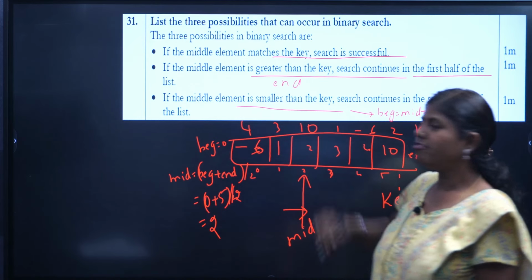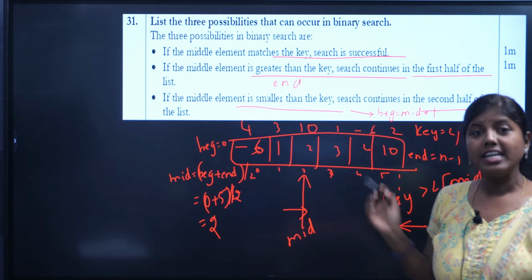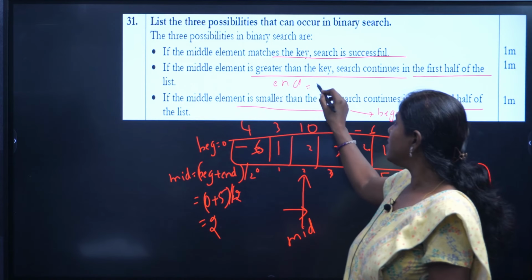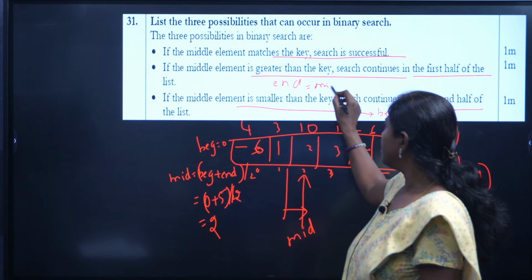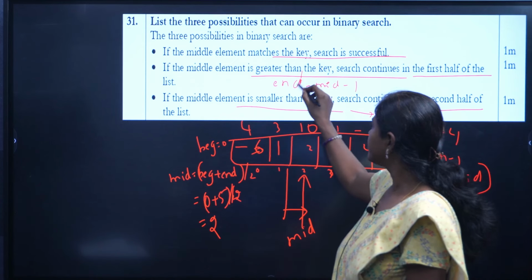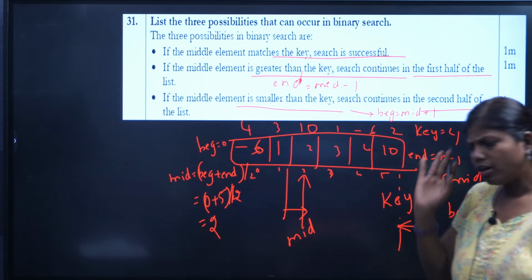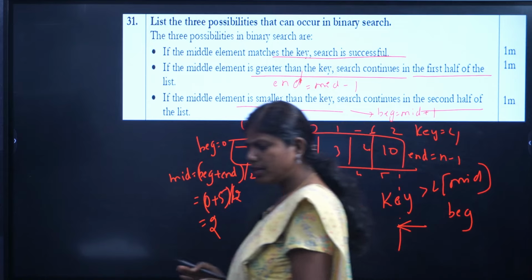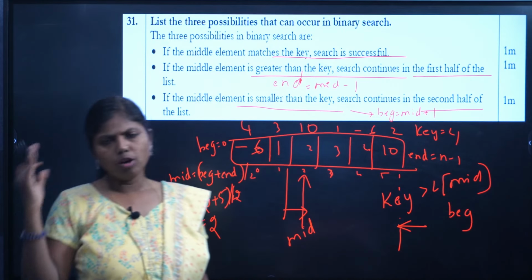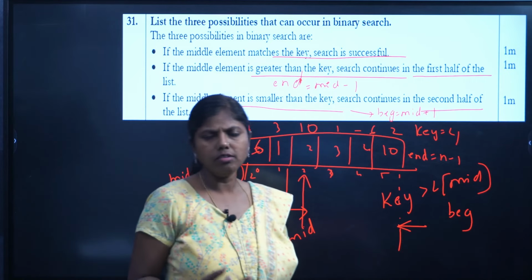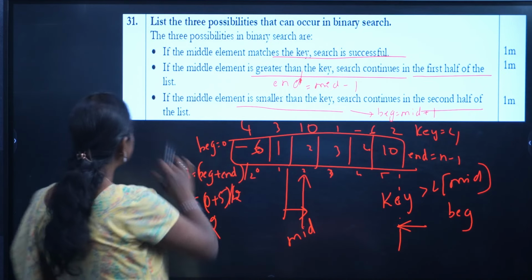What if the key is going to be lesser? If the key is less than L of mid, change the end to mid minus 1, because this is already searched. I have to search from this part. End is equal to mid minus 1. Very simple. What if the key element is the same as mid? What if the key element is greater than L of mid? What if the key element is less than L of mid? These are the three cases you have to remember.